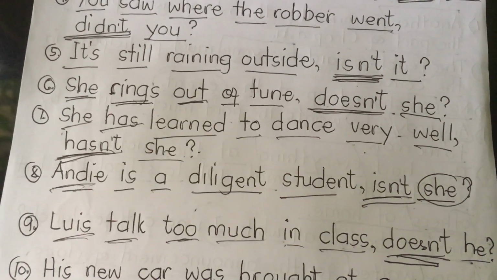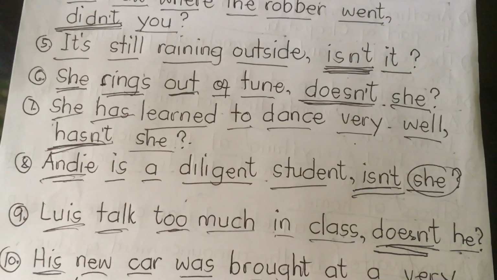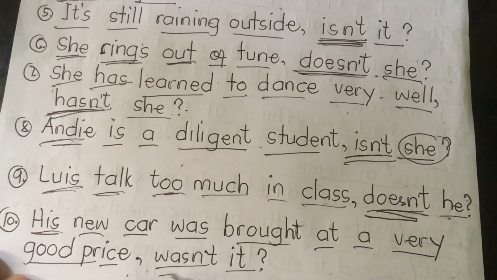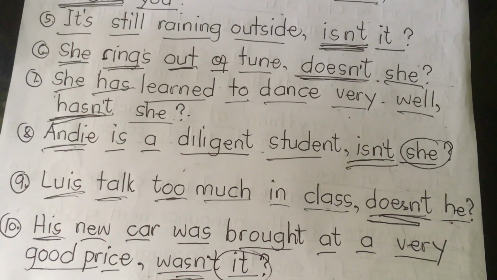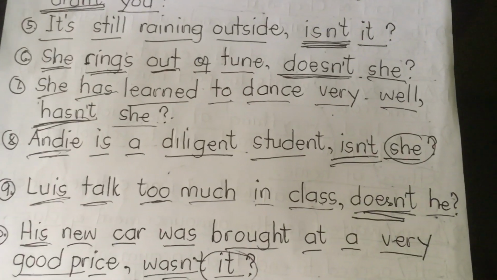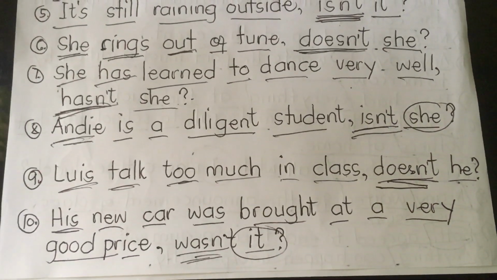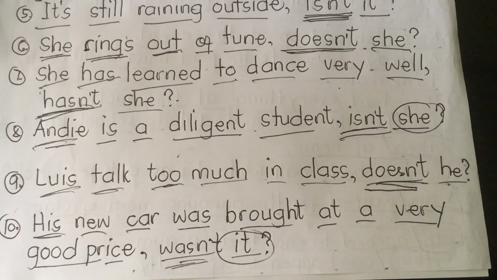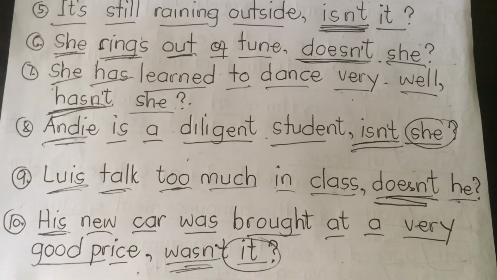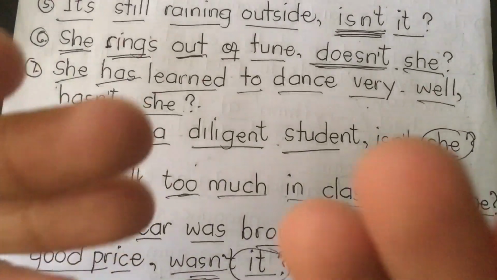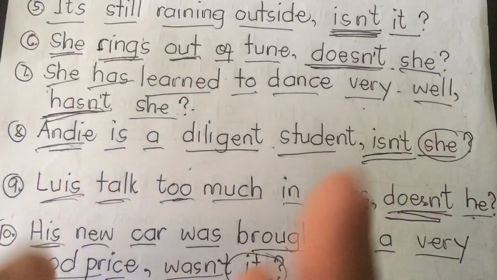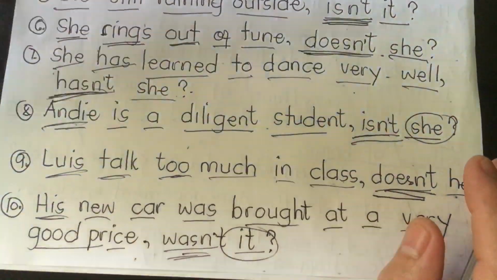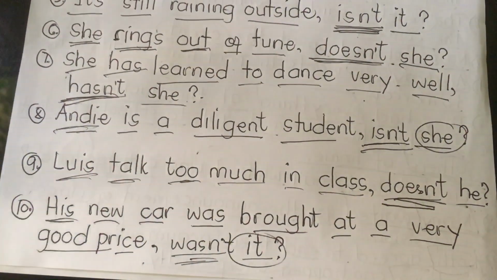Number 10: his new car was bought at a very good price, wasn't it? Why do we use it, class? It refers to things or animals. That's why it's wasn't it, or was not. So we're just asking if his new car was bought at a very good price. That means it is worthy and deserving that we buy that particular car. Okay, that is a tag question, class.